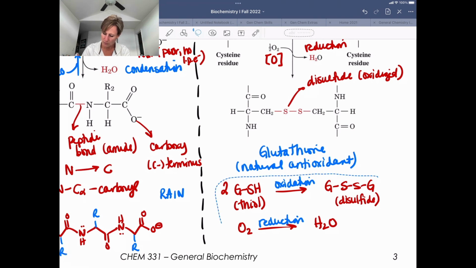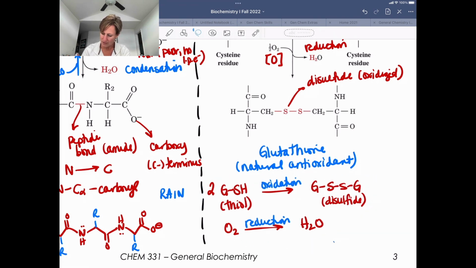So this is a paired process, which is a redox process. And at the end of the day, it can be molecular oxygen, but it can really be any oxidizing species that ultimately is neutralized.